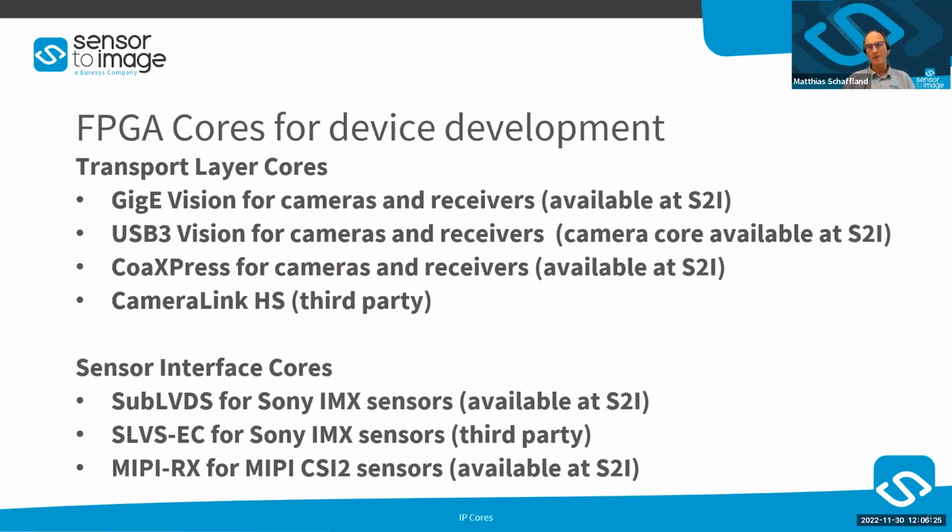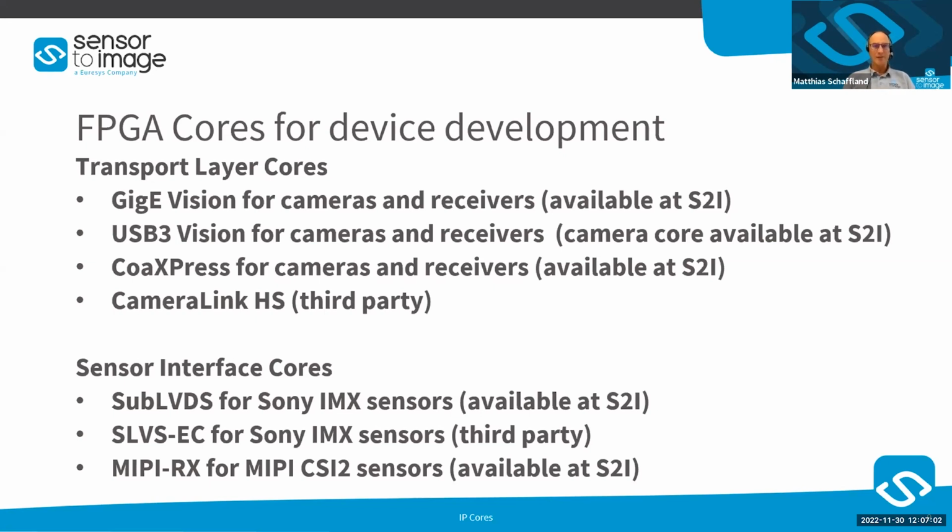USB3 Vision for cameras and receivers. We only have a camera core at Sensor to Image. Others may have a receiver as well. CoaXPress for cameras and receivers is available at Sensor to Image, which helps you to design cameras using this CoaXPress protocol, or even receivers, standard frame grabbers, something like that, or embedded receivers. Camera Link HS, I did not mention it before. This is an additional standardized protocol. This is available at third parties.